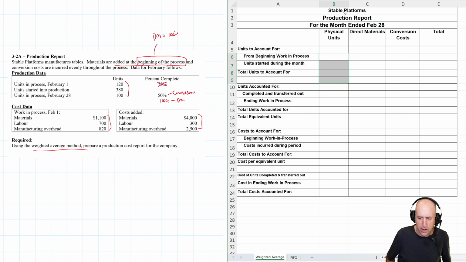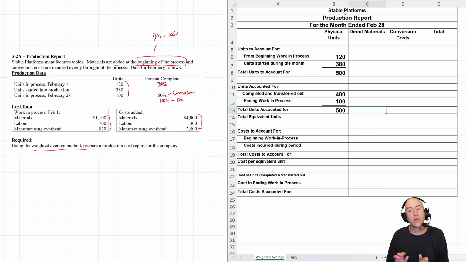Now we've got to fill in this section, just that little reconciliation of units to account for. So this is all unit stuff. Units in process February 1st, 120. Units started 380. 120 plus 380 is 500. My total units to account for has to match my total units accounted for, so this has got to be 500. We have units in process Feb 28th, 100. We're going to have to work backwards and figure out completed and transferred out is 400.